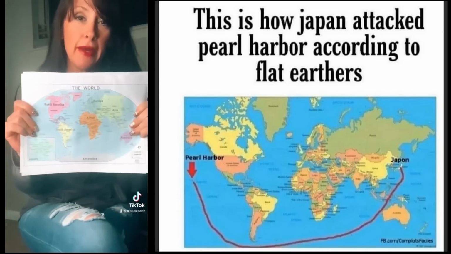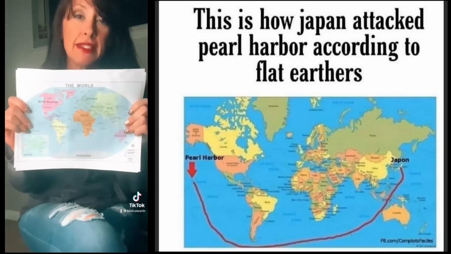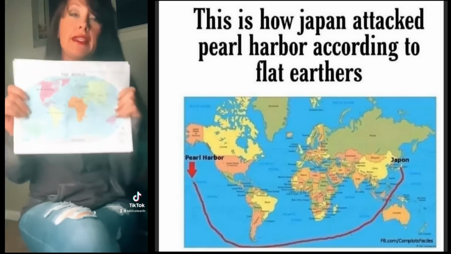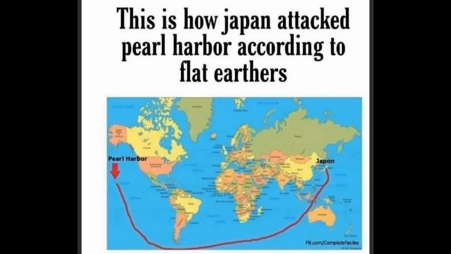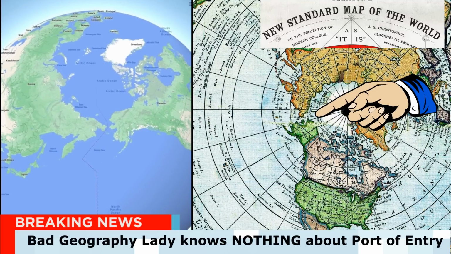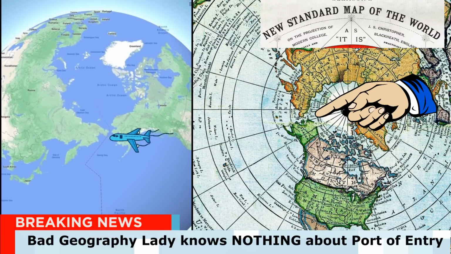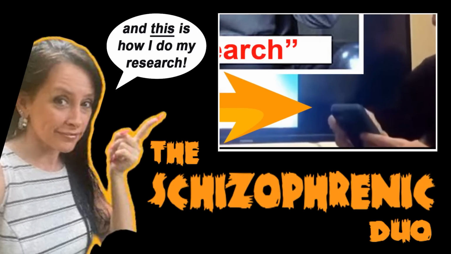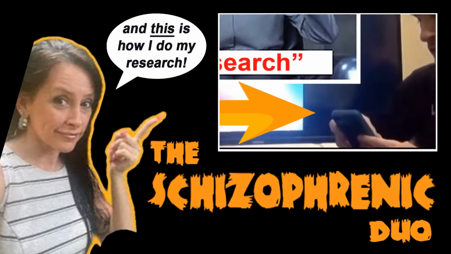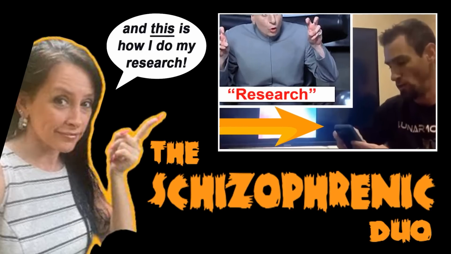This is the map. She also demonstrates that she knows nothing about port of entry. You should be able to fly from Alaska to Russia. Actually, it looks like you should be able to take a boat there. It looks like you should be able to take a paddle boat over there. There is a way to go from Alaska to Siberia by boat, as we see demonstrated in this video.